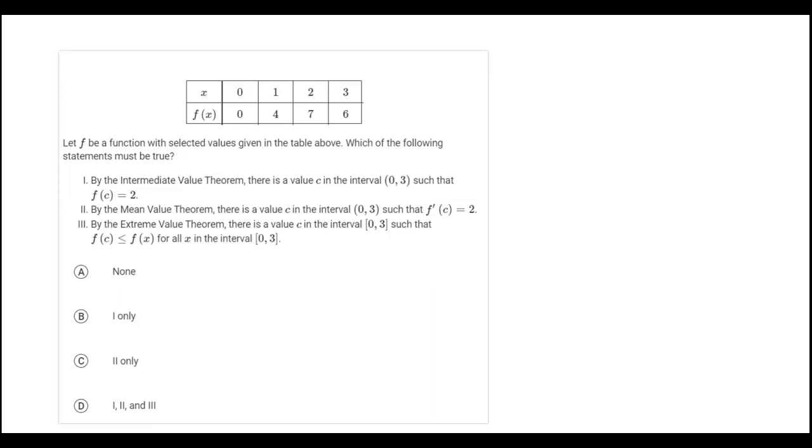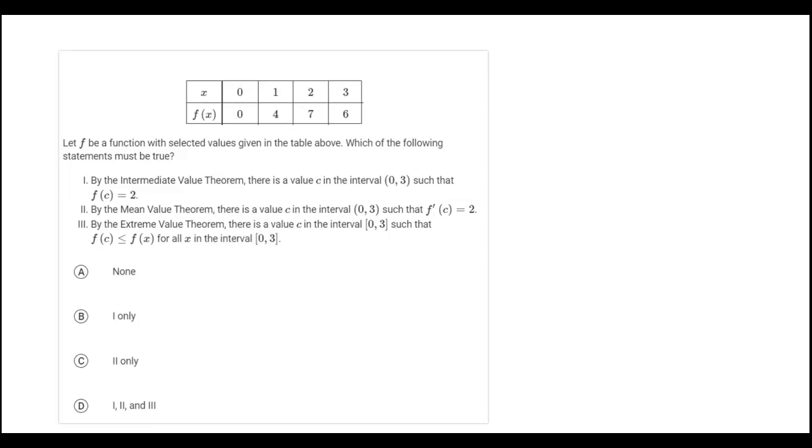Okay, let f be a function with the selected values given in the table above. Which of the following statements could be true? By the intermediate value theorem, there is a value c in the interval 0 to 3 such that f of c equals 2. Yes.